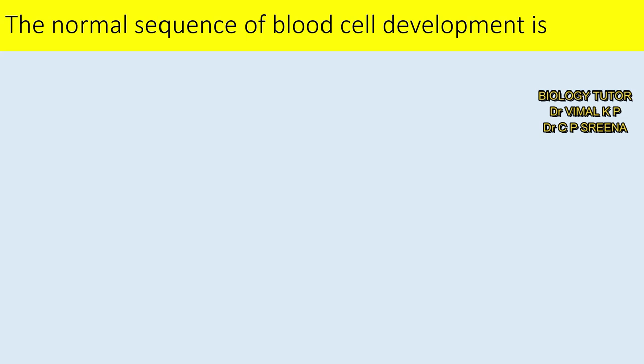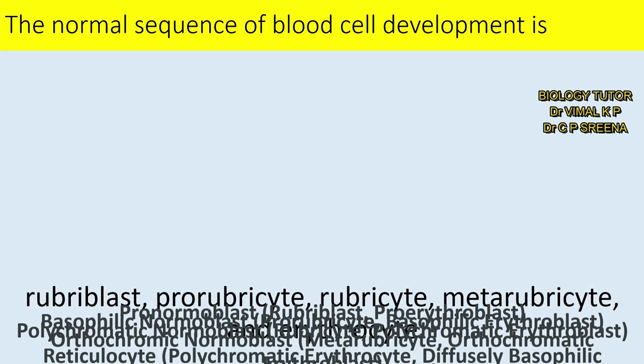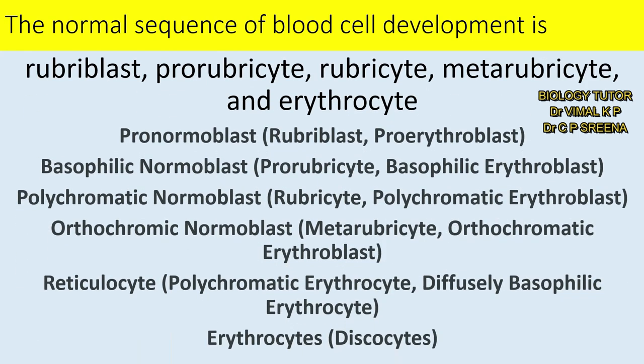The normal sequence of blood cell development is. It is very important, repeatedly asked for different exams. You should remember this particular question for your exams. The normal sequence of blood cell development is rubriblast, prorubricyte, rubricyte, metarubricyte and erythrocyte.